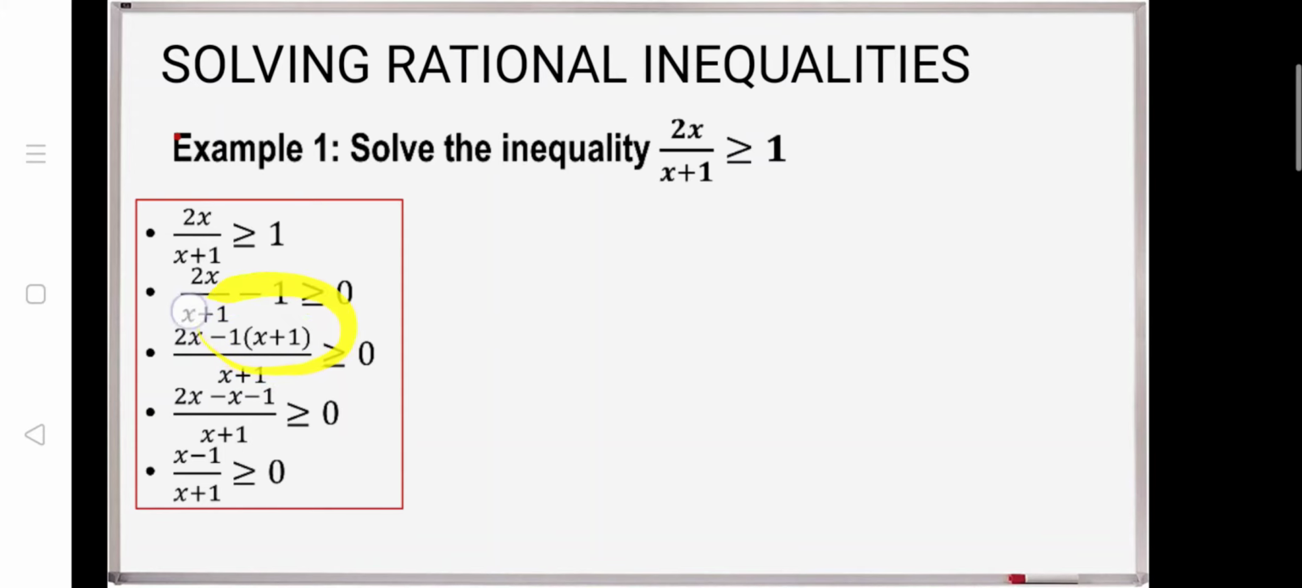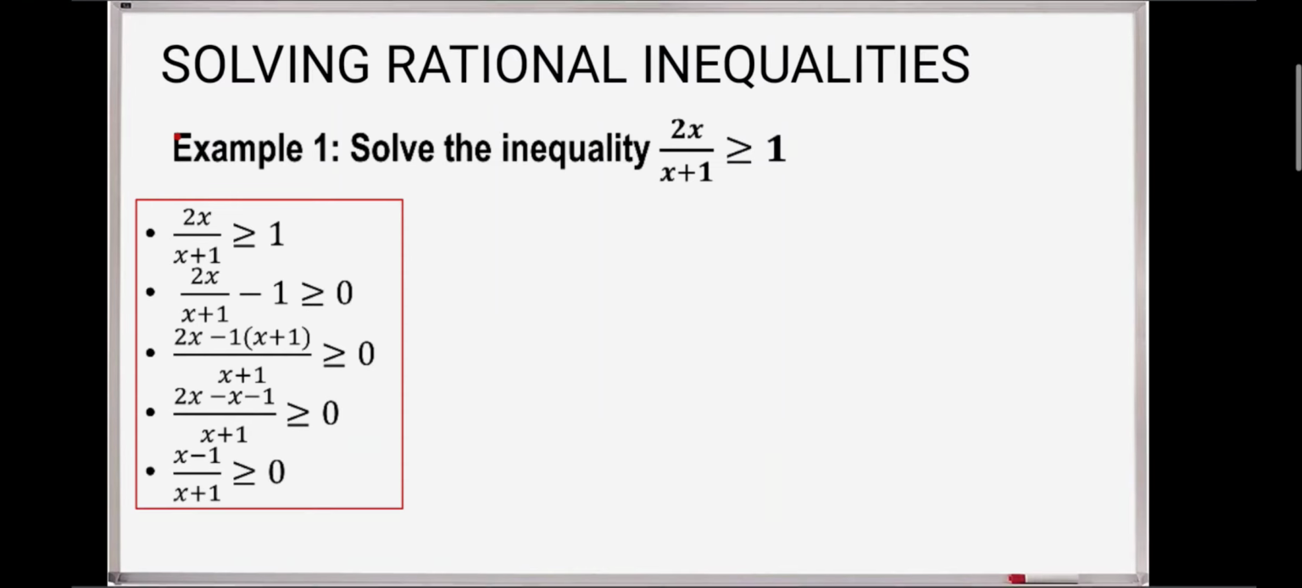Negative 1 times x plus 1, we will obtain negative x minus 1. So we have 2x minus x minus 1 over x plus 1. Simplify this, we have 2x minus x is x, so x minus 1 divided by x plus 1 is greater than or equal to 0. After you obtain this answer, you have to get the numerator and denominator and equate it to 0 to find the critical values.